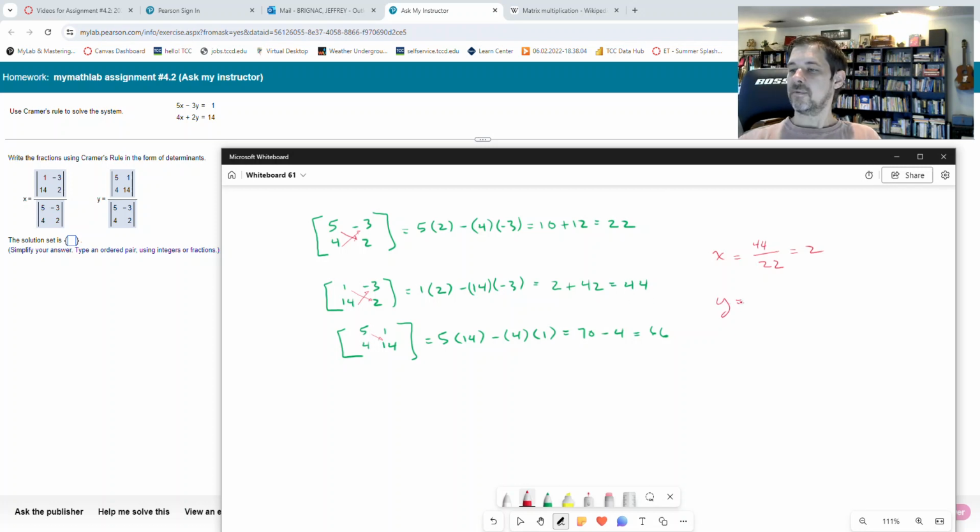Y. So what's y? Well, remember, the denominator of each calculation is the same. So that's going to be 22. And what was this top one? The determinant 5, 4, 1, 14? That's this one. So that's 66. And what's that? What's 66 divided by 22? It's 3. So my final answer is that y is 3 and x is 2.